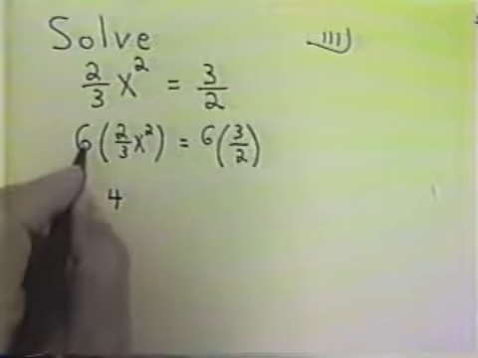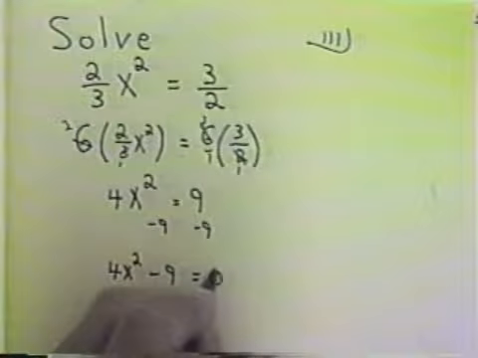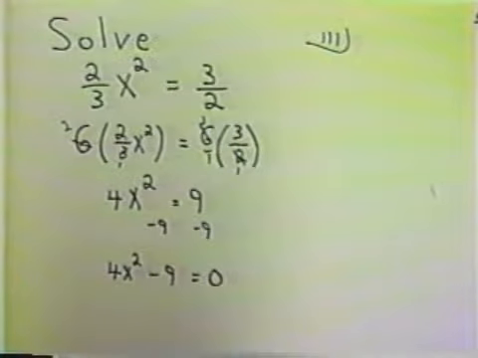So the first step is to clear the fractions. Now I need to put it with the right member being 0. So to do that, I need to subtract 9 from both sides. So I get 4x squared minus 9 is equal to 0. So the first step was to put in standard form. So it took me a while to get in standard form.